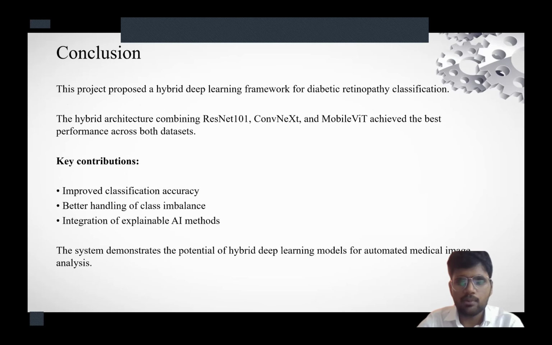In conclusion, this project proposed a hybrid deep learning framework for diabetic retinopathy classification. The hybrid architecture combining ResNet 101, ConvNeXt, and MobileViT achieves the best overall accuracy. The system improves classification accuracy, handles dataset imbalance, and provides accurate predictions. This demonstrates the potential of deep learning systems for automated medical image analysis and early disease detection.